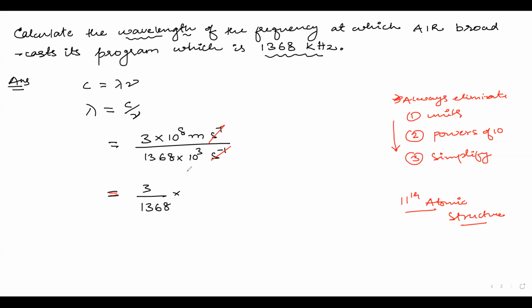So this 10 to the power 3, it will go up and it will be 10 to the power 8 into 10 to the power minus 3. Whatever we will get, it will be in meter. This will be 3 by 1368 into 10 to the power 8 minus 3, which is equal to 3 upon 1368 into 10 to the power 5.